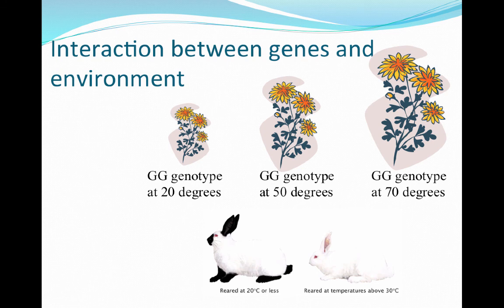And then finally, we're also going to talk about some environmental interactions. So temperature is an easy one to relate to. We see it in marigolds, so we can actually see different growth depending on what temperature the plant is housed at. And then in rabbits as well, we can see a Himalayan versus a full white rabbit. If those rabbits are housed at 20 degrees or less, they'll have black points. If they're reared above 30 degrees Celsius, then they'll be solid white. So interesting color patterns just because of the environment.